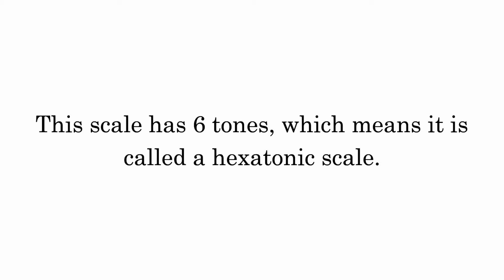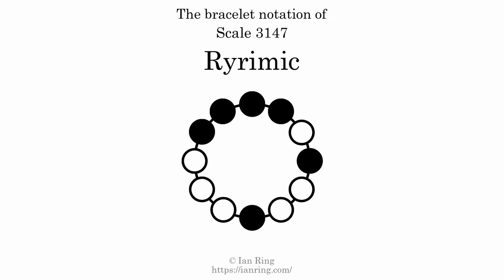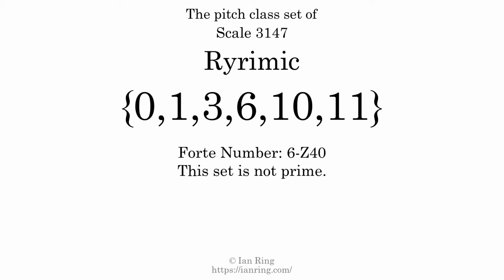This scale has 6 tones, which means it is called a hexatonic scale. This is a bracelet notation diagram of scale 3147. The shaded circles represent tones that appear in the scale, and they are read clockwise, starting at the top. The pitch class set for this scale is 0, 1, 3, 6, 10, 11.